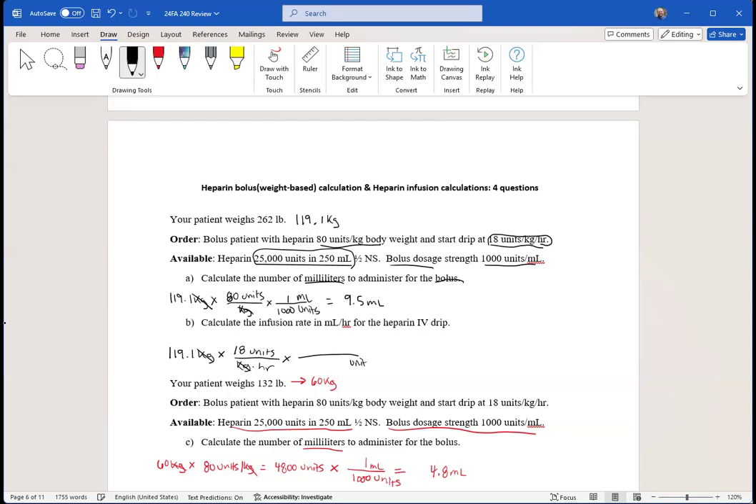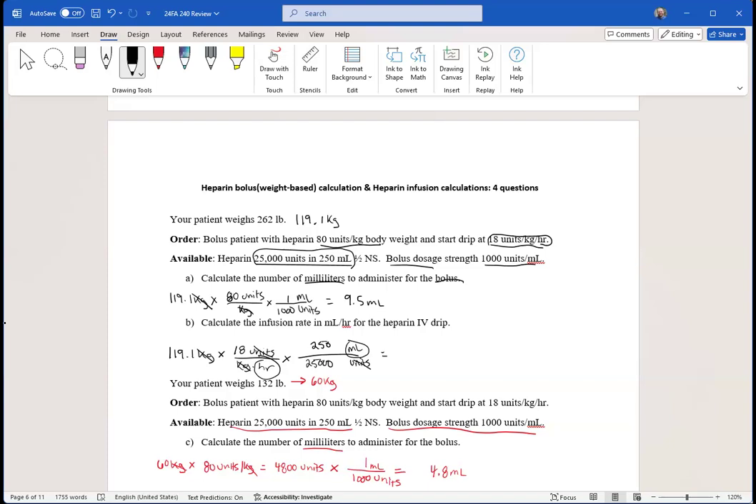So we're trying to cancel units. We want ml. So 250, 25,000. Units cancel. So before I do any math, I'm already in ml per hour. So I'm good to go there. That's what I'm looking for.